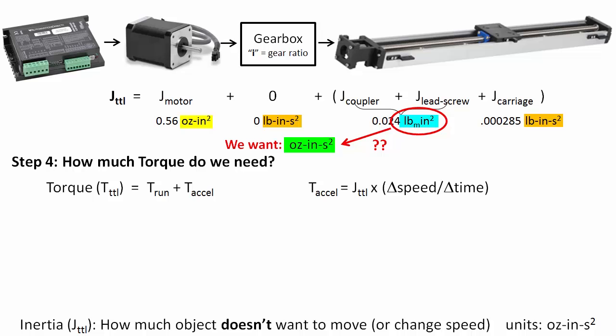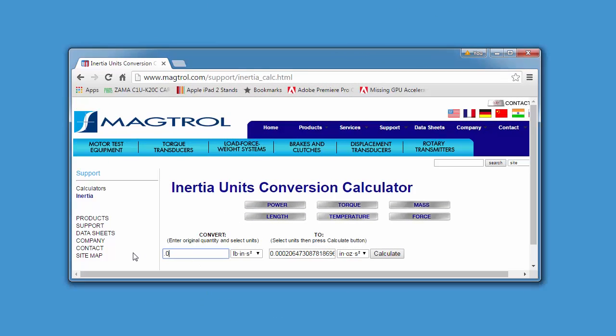Here's the trick. Go out on the web and search for an inertia units converter. Put the units you have here, the units you'll want here, and there's the answer.